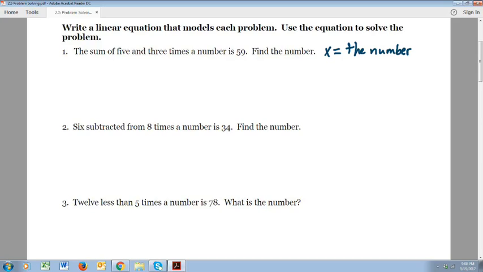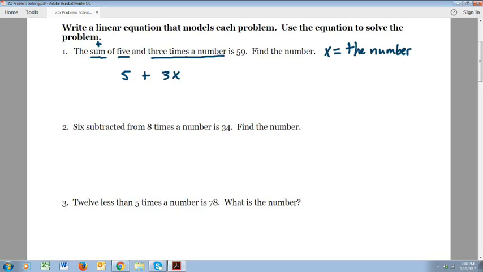First of all, if you look at this problem here, we're supposed to find some number. It says the sum of 5 and 3 times a number is 59. So we have to find the number. That's our variable, what we're looking for. We're going to call it x. Sum means add. So what are we going to add? We've got 5 and 3 times a number. So 3x is 3 times the number, and we're adding that to 5. Now it says that the sum is 59.